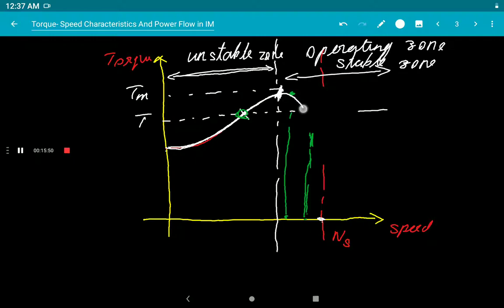So this is our curve. Here we are considering this is our operating point, the operating point in the motoring stage. So if there is any change of this operating point, either to this side or this side, that means if there is any increase or decrease in torque or speed, then it will regain its stable operating point within a small time duration. That is why we call it the stable zone.